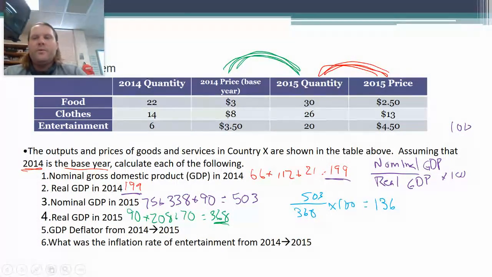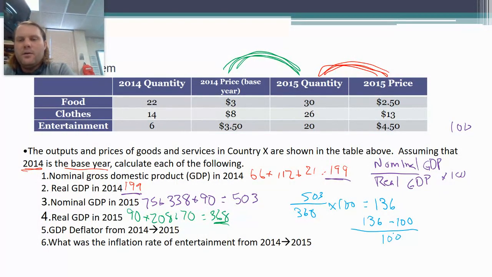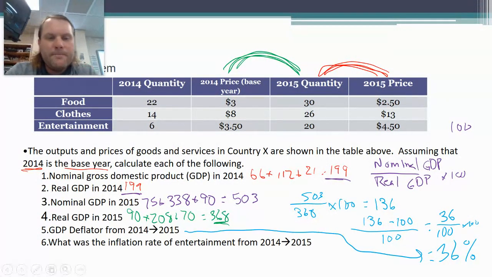All right. Now, we've got to figure out the average inflation rate. Super simple if you remember. It is the change, okay? So from our base year, which is 100, to our new year, which is 136, divided by 100. So you get 36 divided by 100, multiply by 100 to give us a percentage. You've got 36% for number 5.